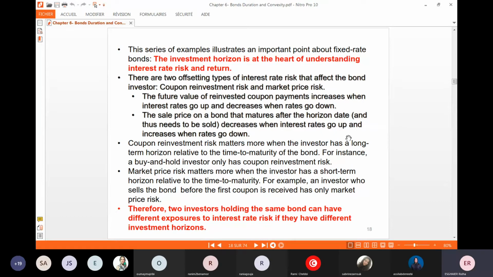الريتيرن نتاعك ولا الريتيرن نتاعو باش يزيد ولا باش يتيح because of what? Because of the capital gain ولا capital loss linked to the price of the bond, the price at which you can sell the bond. دونك شو نقولوا هوني؟ نقولوا الكوبون reinvestment risk matters more when the investor has a long term relative to the time to maturity of the bond.